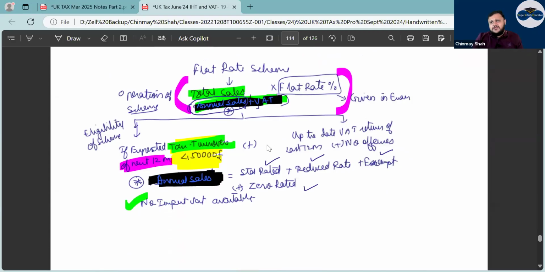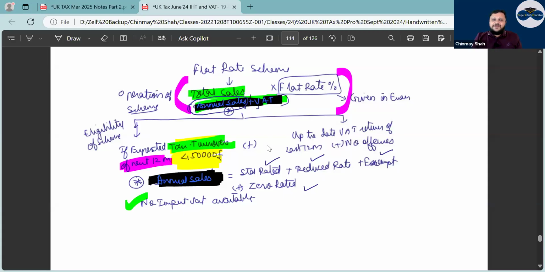Now what is a flat rate scheme? Now see, you take output VAT from someone, you pay the input VAT to someone, net all that you do, correct? Instead of that, don't take any input, only charge a reduced rate of VAT on your sales. Now whenever I say total sales, it is nothing but annual sales plus VAT, right? So annual sales is what? Standard rate, reduced rate sale plus exempt supply plus zero rated supply. Exempt supply is also to be added plus whatever VAT you add on it, correct? That is also to be added in total sales.